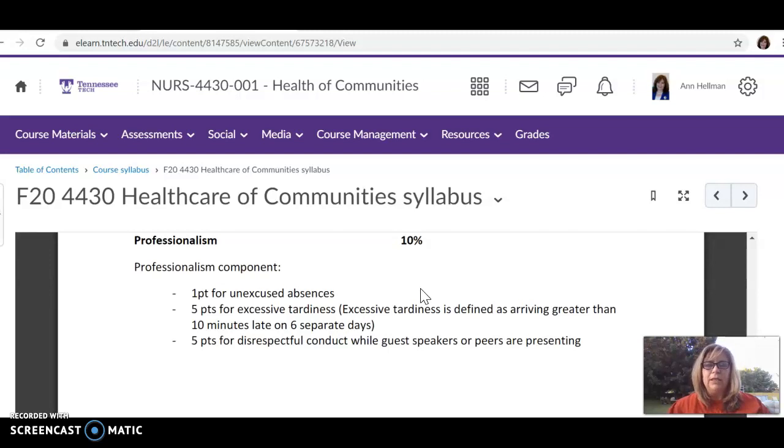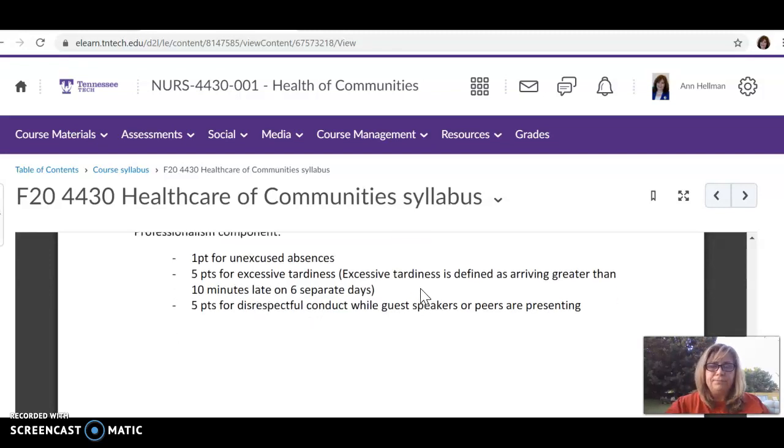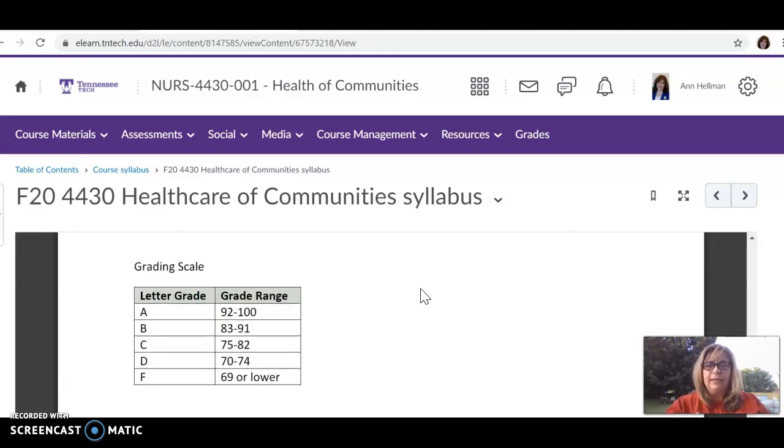Okay. However, if you're someone who is signed up to be at class every week and you are coming in repeatedly tardy to where the class is being disrupted, then that's going to cost you some points of your professionalism grade. And if we have a guest speaker or your peers are presenting and you act disrespectfully, then we're going to take off for that as well. Okay? So that's how you get your grade.